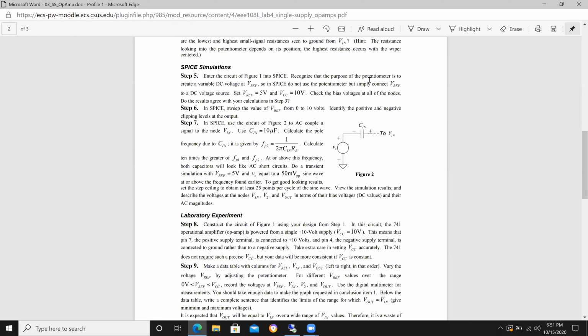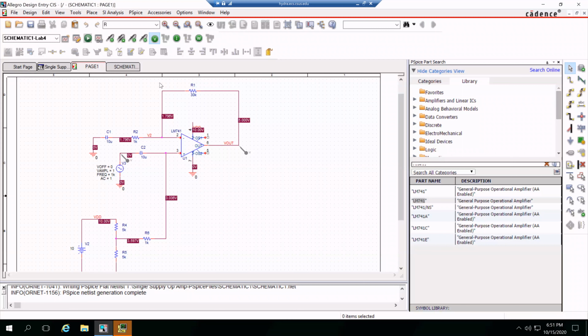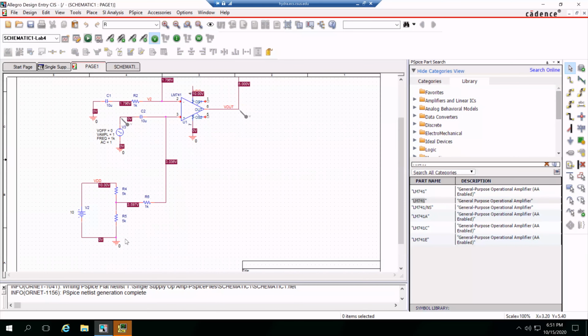So recognize the purpose of the pod is to create a variable DC source. So in Spice, you do not need to use the potentiometer, but simply connect VREF to DC. Okay, so we're going to do that within the simulation. So when you build your schematic up, this is what it's going to look like with the pod, even though I split it into 2 resistors right here. So what I'm going to do, I'm going to do what they suggest for the lab. We're going to come in here, delete that.